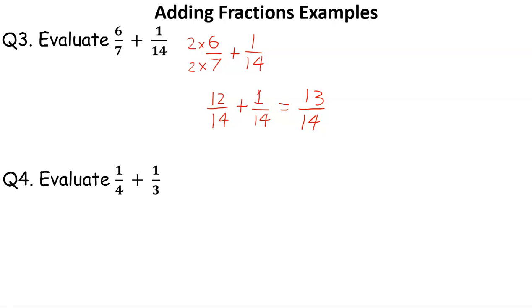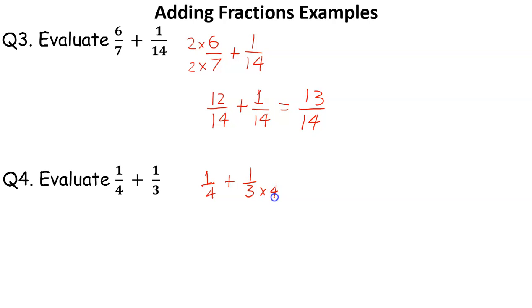Evaluate a quarter plus a third. So same deal, I'd write this into my workbook. Sorry, you've got a quarter plus a third. They're both proper fractions, so rule number 1 is met. I need to find my lowest common denominator. Now I do know my multiples of 3 and 4, and it's going to be 12.